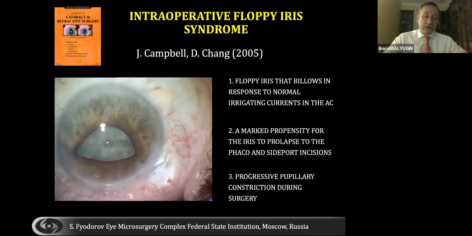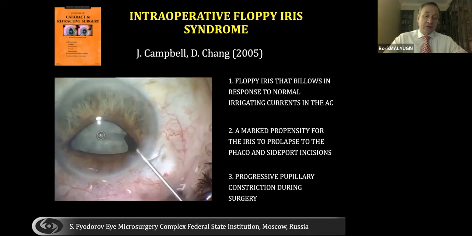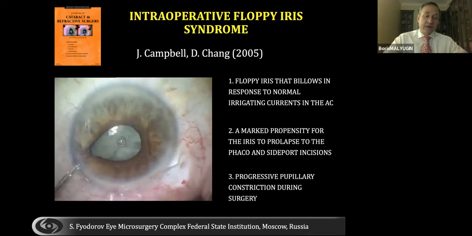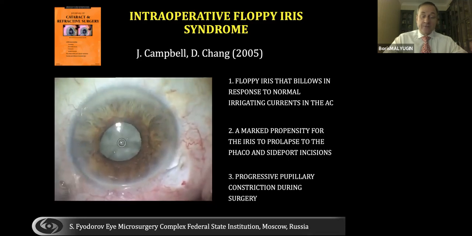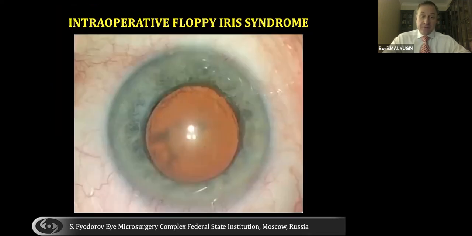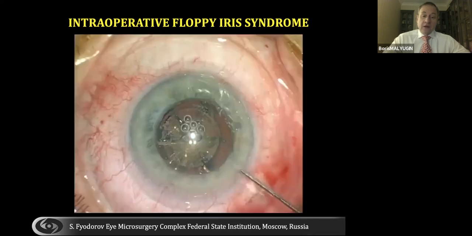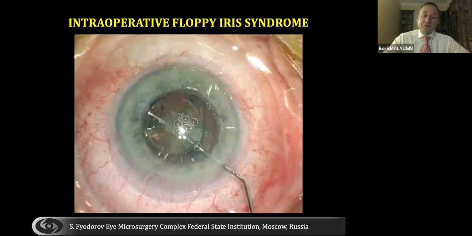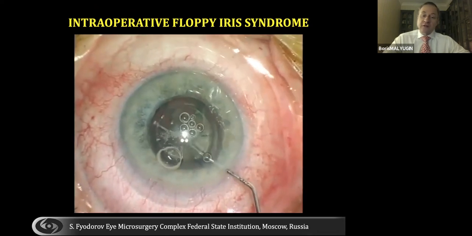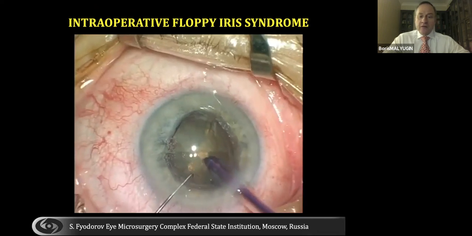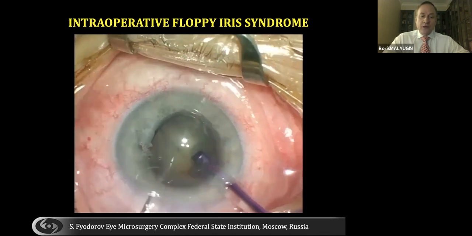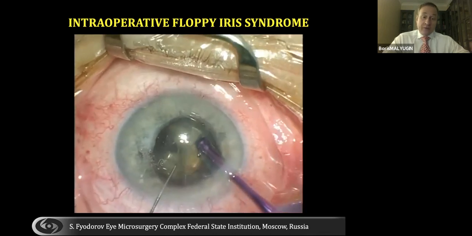And this is the iris now being repositioned with viscoelastic introduced through the main and side port incisions, and you can see that the pupil is quite small and very flaccid here. So this is another clinical case where femtosecond laser assisted capsulotomy and lens fragmentation was being done. And again, we started with a relatively decent size of the pupil at the beginning of the procedure.